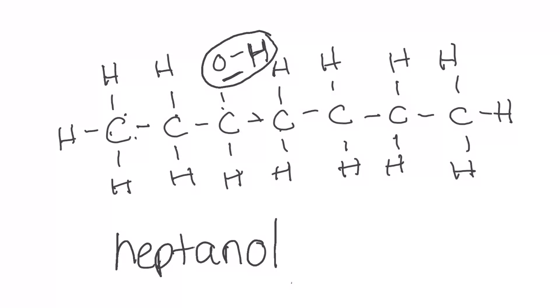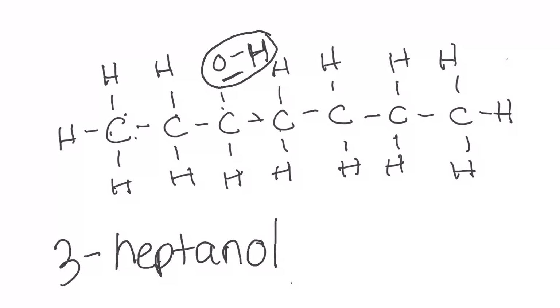But the OH group is on the 1, 2, 3rd carbon, so I have to say that also, because it could be on any of these carbons. So I need to say this is 3-heptanol. Hept meaning 7, AN meaning all single bonds between the carbons, OL means there's an OH group, and 3 saying the OH group is on this 3rd carbon. So hopefully that's all review for you.